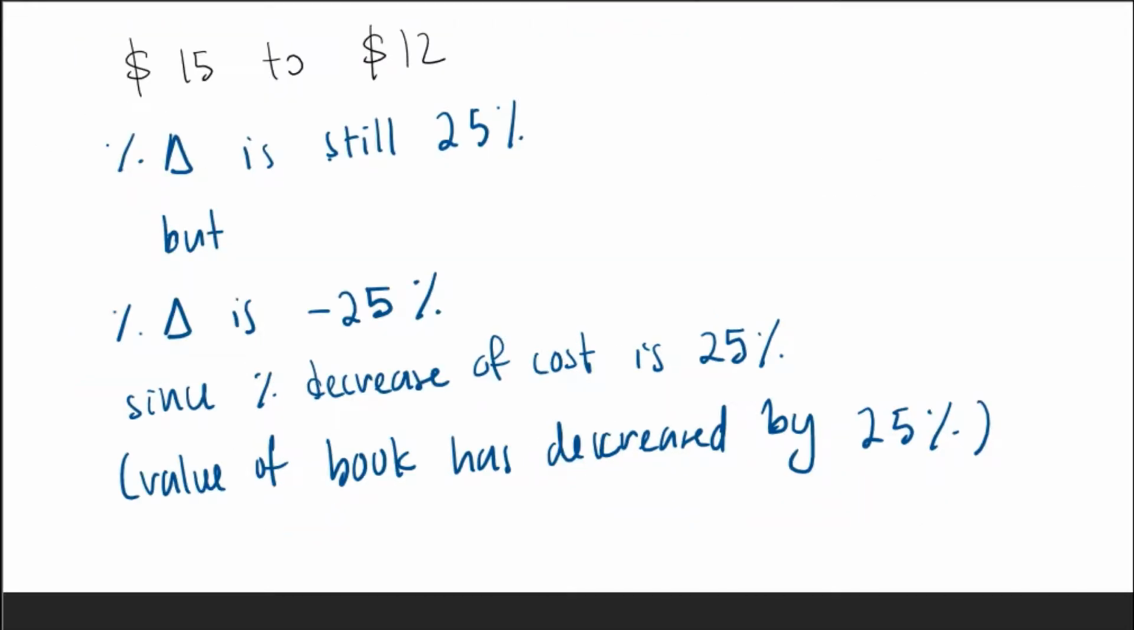And for a price drop from $15 to $12, the percentage change is still the same, but to be precise it is minus 25%, since the percentage decrease of the cost is 25%. So the value of the book has decreased by 25%, the percentage change is minus 25%.